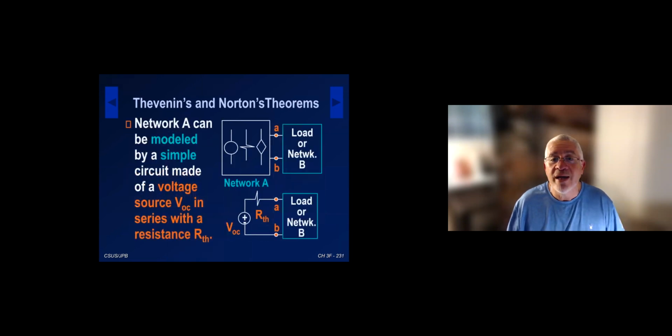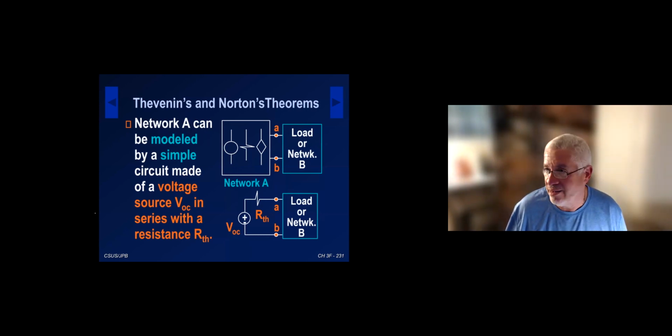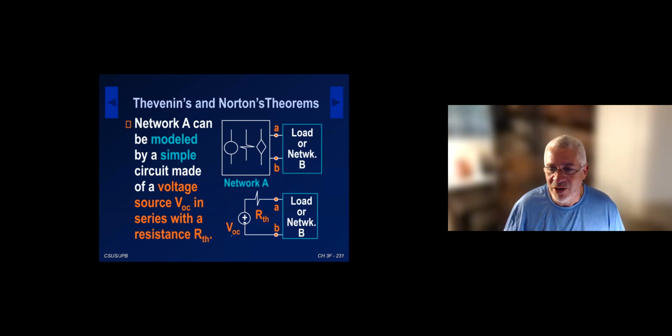All right, so here is the Thevenin model. Network A can be modeled exactly by a simple circuit, which is an independent voltage source in series with a resistance, a resistor, okay? We're going to call the independent voltage source value VOC. You're going to see why we're calling it VOC. VOC will stand for open circuit voltage, okay? And it is in series with what we're going to call the Thevenin resistance, all right? So this is the Thevenin model for literally any complicated circuit.